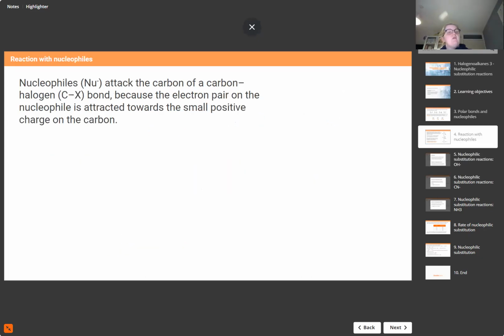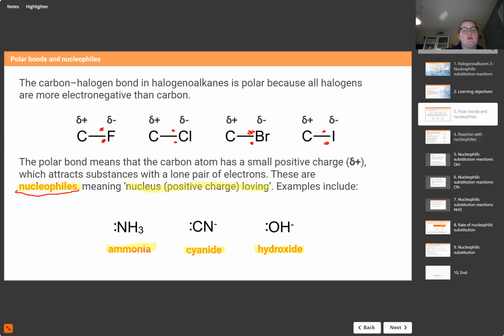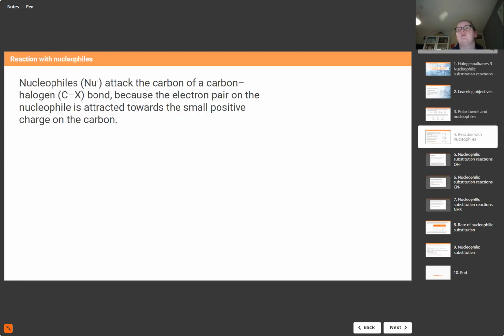Ammonia, cyanide, and hydroxide are all nucleophiles, and we always show nucleophiles with a lone pair of electrons next to them. While they're all nucleophiles, when we talk about nucleophiles in general, which could include any of those three or any others, we use this.